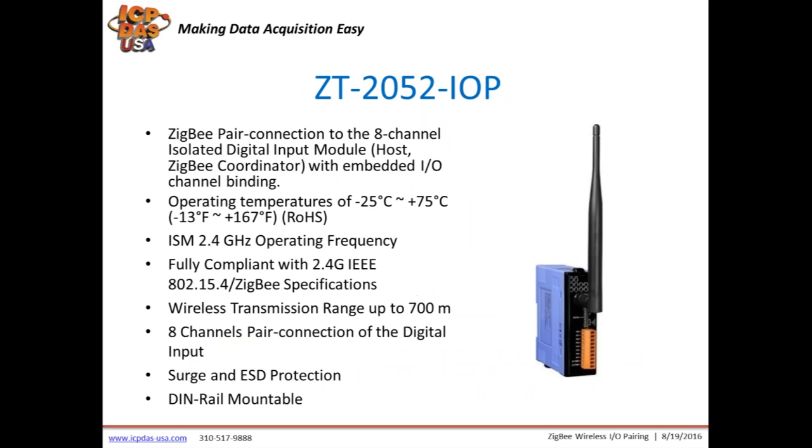Our I/O pairing modules look the same as our Zigbee I/O modules because they are the same, with different firmware installed in these modules. The IOP is part of the part number, and these do share the same operating temperature, frequency, and compliance range as our Zigbee IO modules. They have a wireless transmission range up to 700 meters line of sight and are DIN rail mountable and have surge and ESD protection.